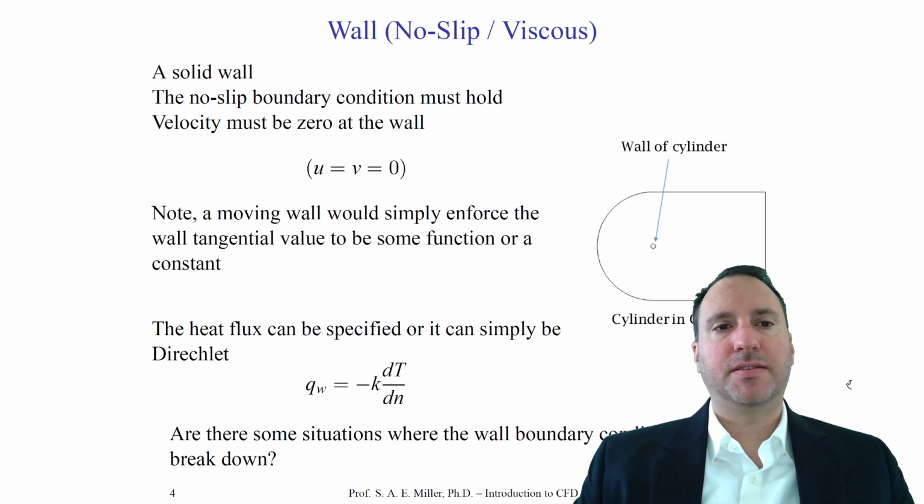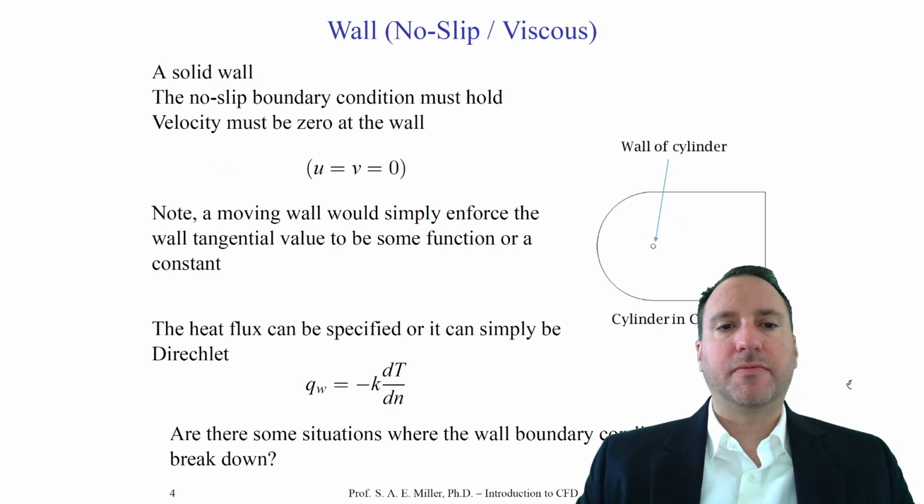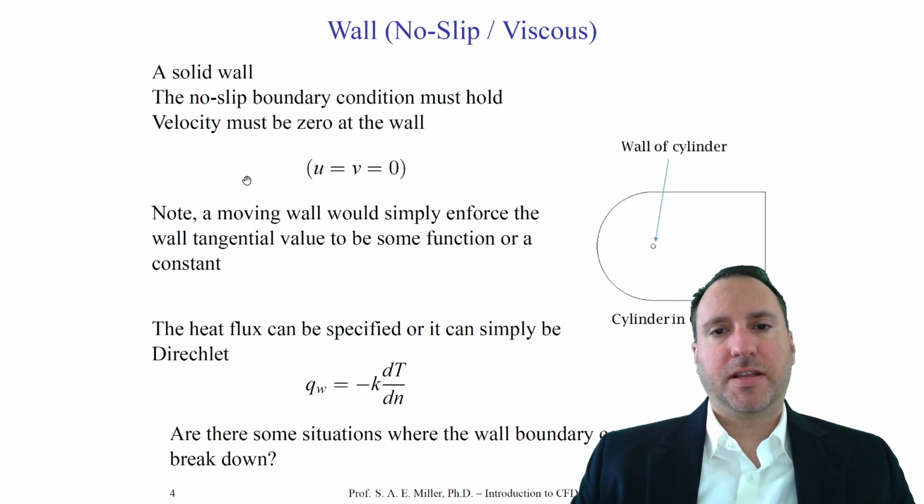It corresponds to a solid wall, and it's one of the most simple ones to implement and understand in a CFD code and apply in a code if you're running it. It's simply setting that the velocity at the wall is zero. For example, in 2 dimensions, you might write u equals v equals 0. The velocity is 0.